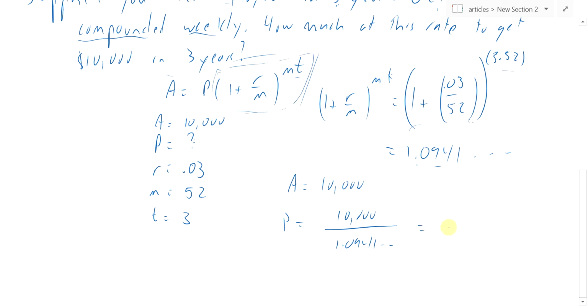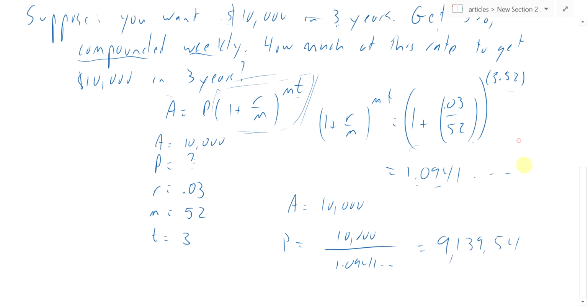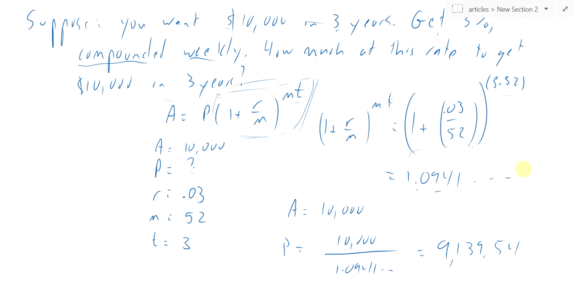And if you actually grind that out, you get 9,139.54. That's how much you'd have to give them to get $10,000 in 3 years. You'd have to give them $9,139.54, and you could pick up the other, what's that, $860 in interest over the 3 years. Okay, so that's how many of these compound interest problems work. They'll give you 4 out of the 5 variables, and you have to find the 5th.